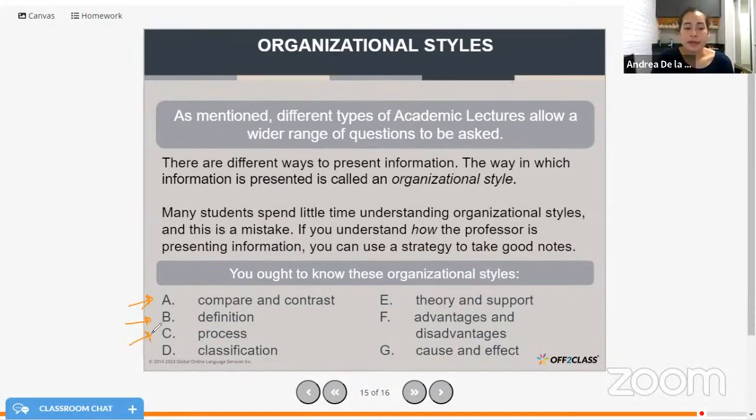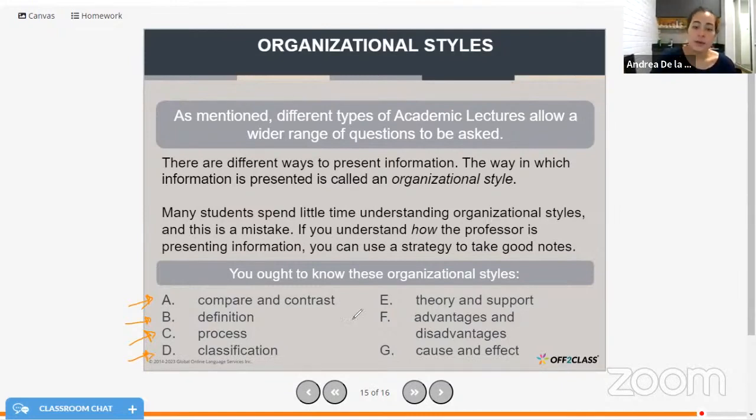Sometimes you have steps of a process. Maybe we're talking about embryonic development. So you have step number 1, step number 2, step number 3, and it's like a recipe, and you have to be paying attention to the steps. The one we were doing was classification. You have the types of perspective, the types of pollution, the types of this, the types of that.